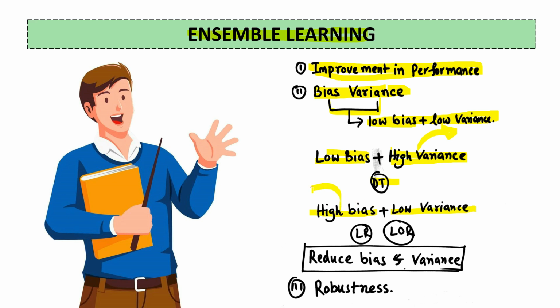High bias means it will not work correctly on training data, and it works on testing data, but it does not work well. It is not a go-to, because in the case of linear regression or logistic regression, this problem will occur. So it reduces the bias and the variance. That's the benefit of ensemble learning. And the third was robustness, same as the bias and the variance as well. Okay, that's the benefit of using ensemble learning.